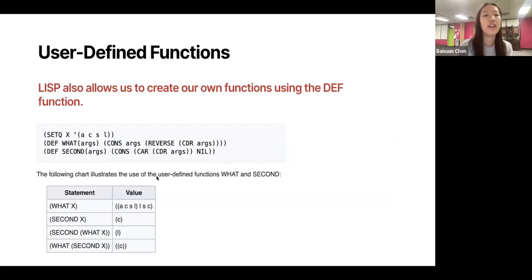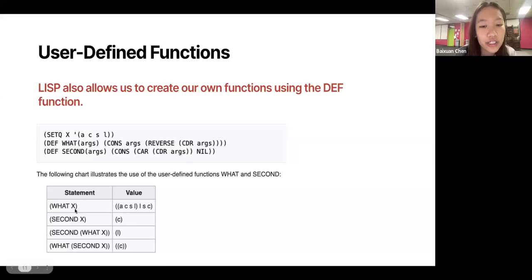Okay, so next, user-defined functions. LISP also allows us to create our own functions using the DEFUN, define function. For example, here they define WHAT argument to be equal to CONS argument, REVERSE CDR argument. So basically they're defining their own function. When they call WHAT X, for example, they're going to be doing this evaluation. Yeah, blue is isolated.